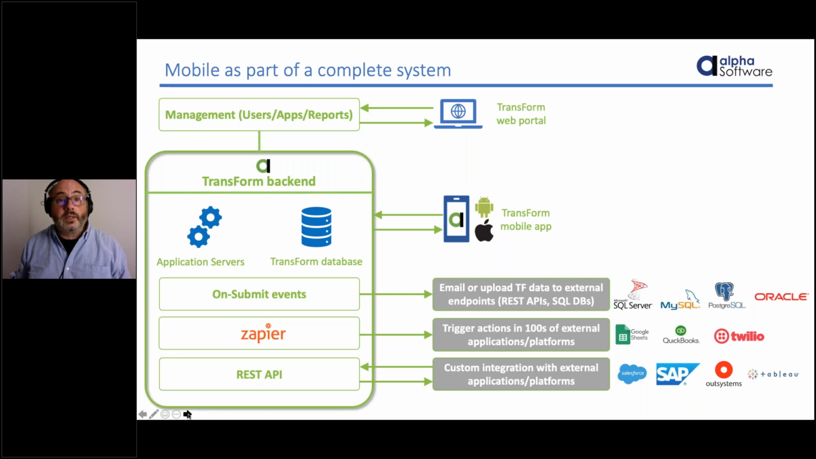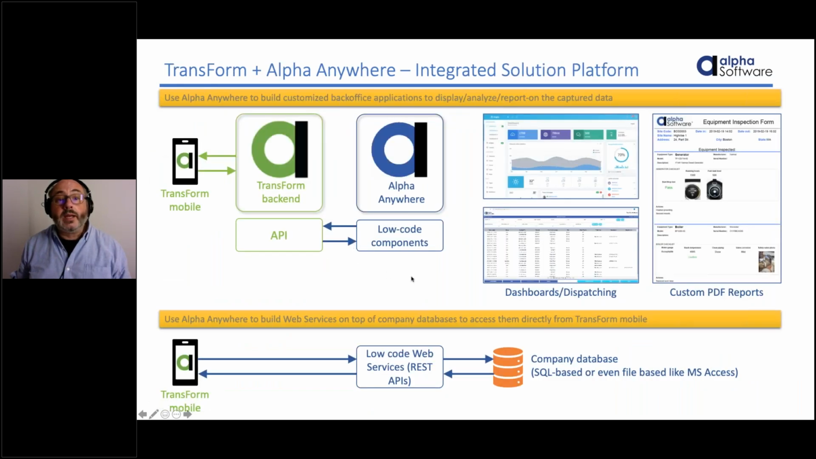And you can also, like I mentioned a second ago, use Alpha Anywhere to create a more integrated platform. So if you don't like what you get with TransForm when it comes to the back end, if you would like things that are more of a dashboard, more suited to your needs, we always have the ability of building those out using our low-code Alpha Anywhere service.